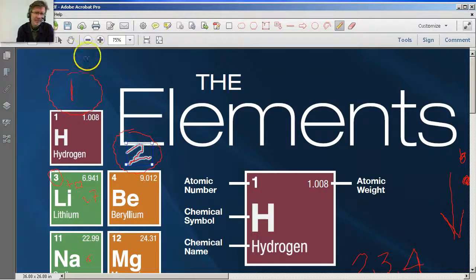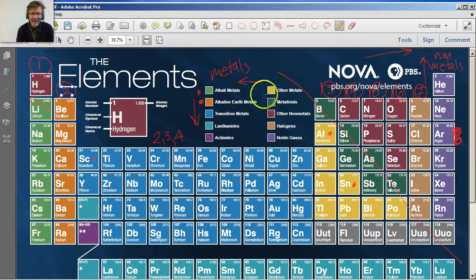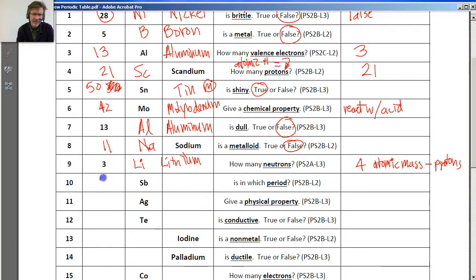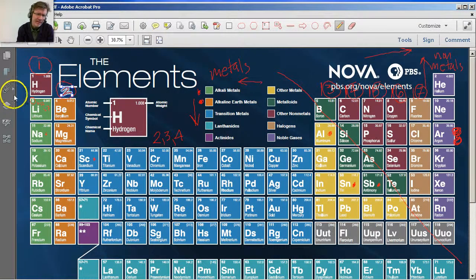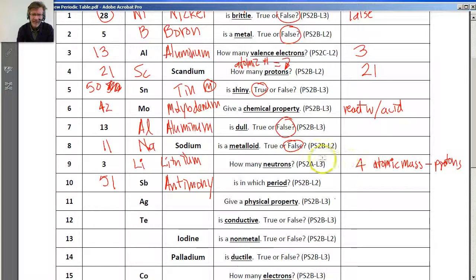Sb. Let's zoom out here again. Sb is over here, antimony. It is atomic number 51. And if I'm going too fast, hey, just pause it. Find out where that is. Make sure you can find it. Antimony is in which period? Remember, the periods are the rows. They go 1, 2, 3, 4, 5, 6, 7 are the periods. And it looks like antimony is in period 5. So we'll write down period 5, and we're good.